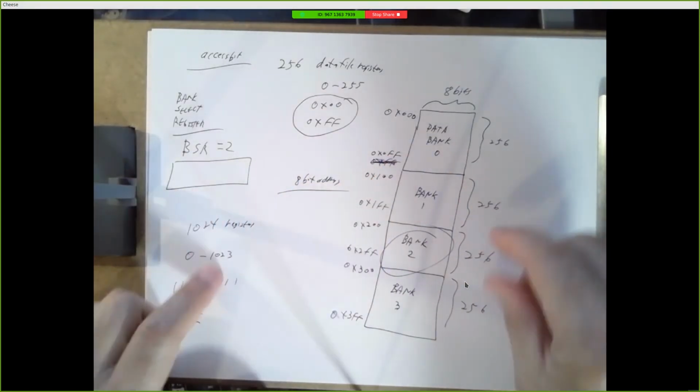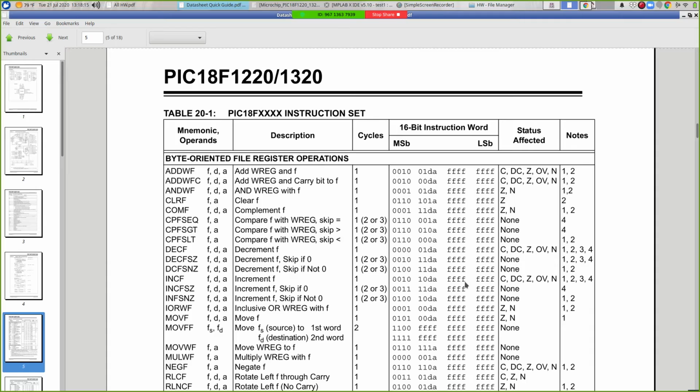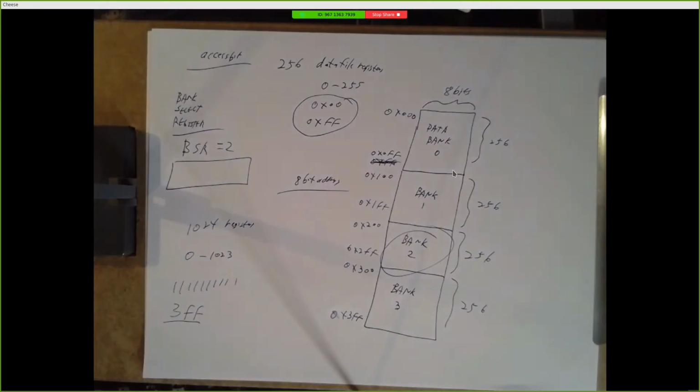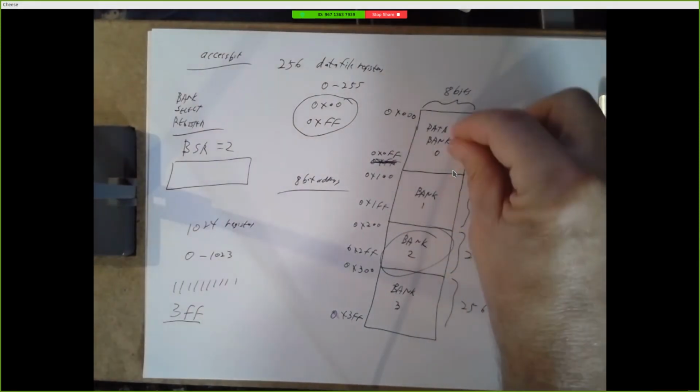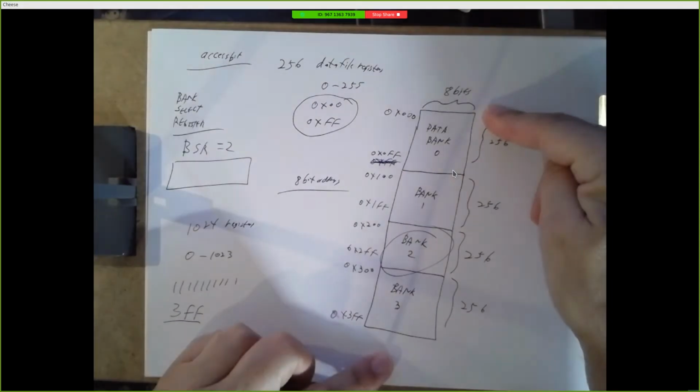So this bank select chooses which of these blocks of 256 locations we're interested in. And these file register bits in here, these 8 bits, they're an offset within that bank. They give you a location within one of these banks. Which bank? The one specified by bank select register. So this is a banked memory approach. It's a way to still only have to code 8 bits worth of address information, but be able to access more than 2 to the 8th locations.